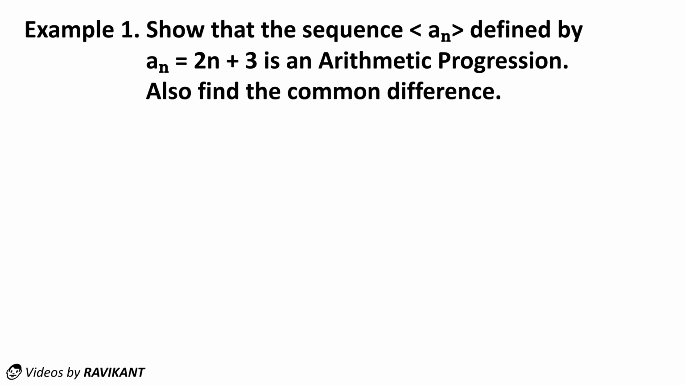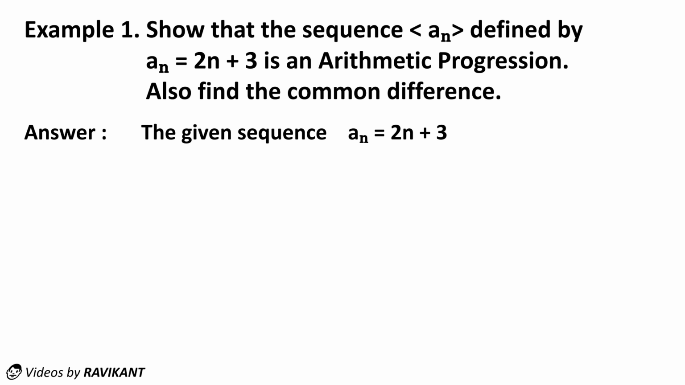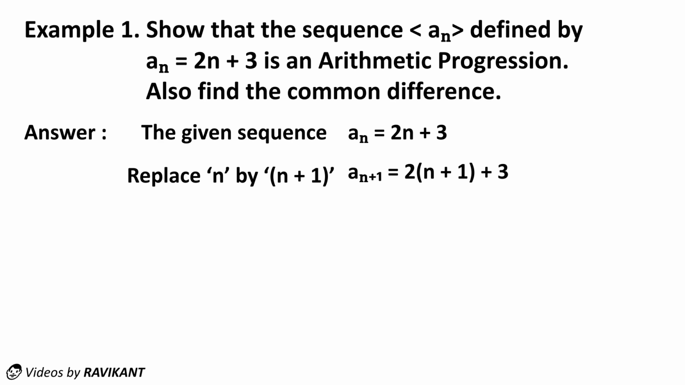So this is our first example. In this example, we have to show that the given sequence a_n equals 2n plus 3 is an arithmetic progression. Also, we will find out the common difference. So we have the given sequence a_n equals 2n plus 3. Now replace n by n plus 1. Then we get the following equation. After further solving, we get 2n plus 5. Here 2n plus 5 is a_(n+1).